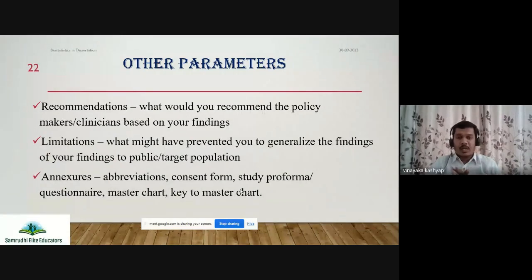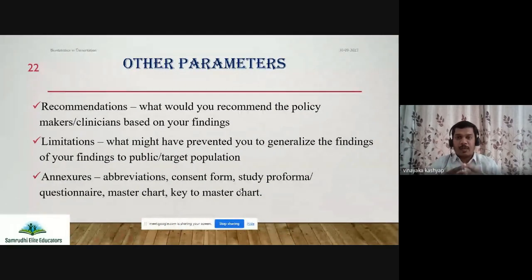Then recommendation. What exactly is the recommendation? That is, what would you recommend to the policymakers or the clinicians based on your findings? Say you found that laparoscopic appendicectomy was better when compared to conventional appendicectomy in terms of hospital stay, duration of the surgery, and intraoperative complications. Then you're going to recommend that most appendicitis can be operated through the laparoscopic appendicectomy procedure, because it has so many advantages.